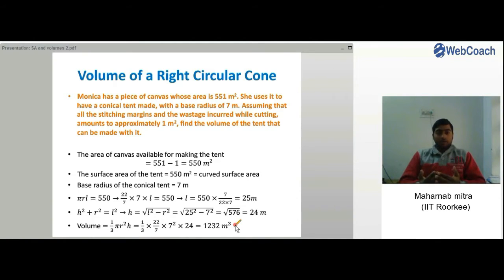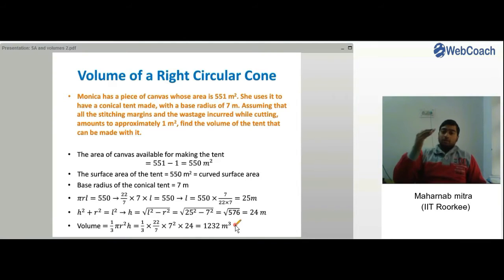Now we are wrapping it to make the tent. So the surface area of the canvas is nothing but the curved surface area of the cone. And so we are equating the formula we know to the value given to find out the slant height. After finding the slant height, we use the Pythagoras theorem to find the height, because to find out the volume finally we need the radius and the height. So we find the height using the Pythagoras theorem and we get the height as 24 meters.